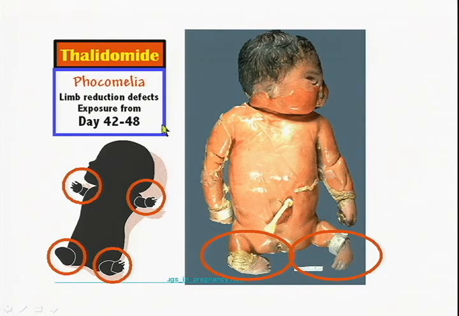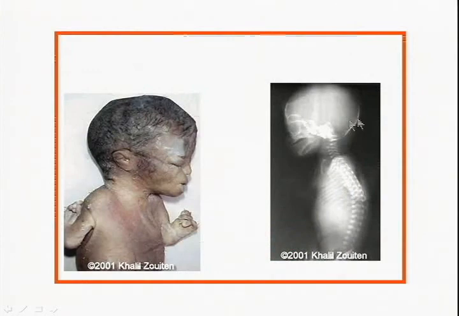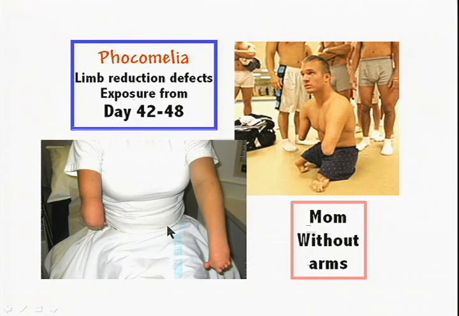Now, thalidomide has been reintroduced into the United States for use to treat leprosy and multiple myeloma. There was a lot of discussion by the FDA before they allowed it to be used because they were concerned that it might get into the hands of pregnant women. Here you can see on this image a very short proximal extremity. And here you can see phocomelia also.